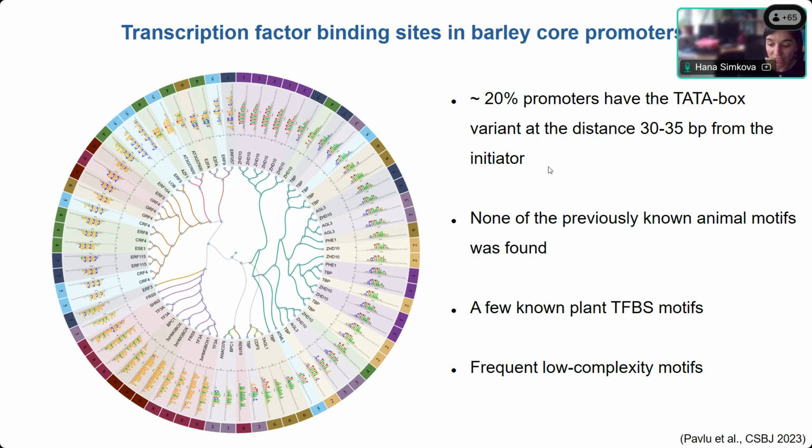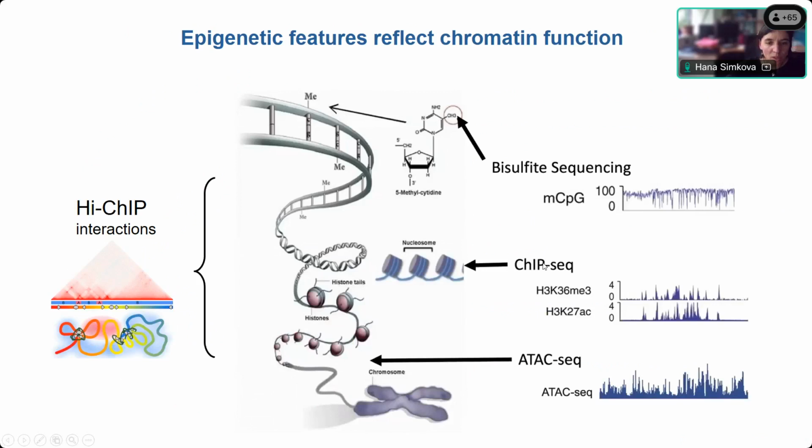So as the promoter activity is also strongly dependent on the epigenetic landscape of the promoter, we decided to integrate also DNA methylation information, post-translational histone modifications, and open chromatin by ATAC-seq. But we also wanted to look at how these different promoter categories interact. So we analyzed the HiChIP data that Hana has described.